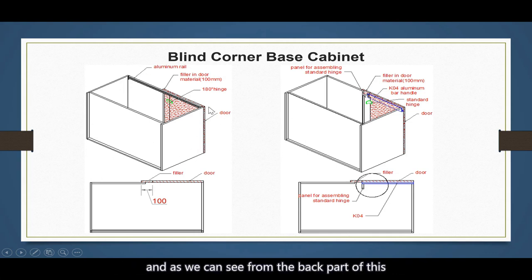And as you can see from the back part of this, we have this carcass material. We have these fillers. This is a filler here to help install the doors and to help adjust the location and position of the blind corner base cabinets. We do not want any carcass parts available or visible, so we use a filler, attach a 100 fixed filler right here. And this is a filler and the door and the thin back panel.